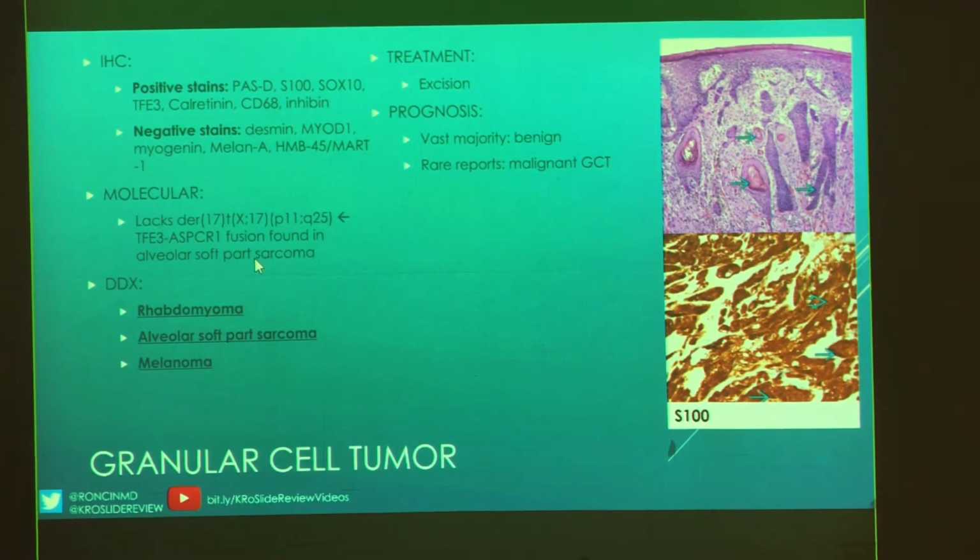And almost all of them are going to be benign, but there are rare reports of malignant granular cell tumors, so you would want to watch out for the features of malignancy that we talked about previously. So just to highlight again, the S100 should be really strong, really diffuse, and when you see that in the SOX10, don't forget to run some other melanoma markers to make sure you're not looking at a melanoma.